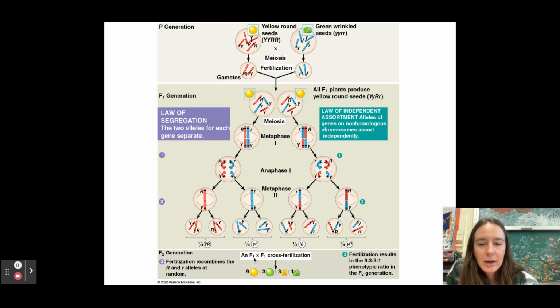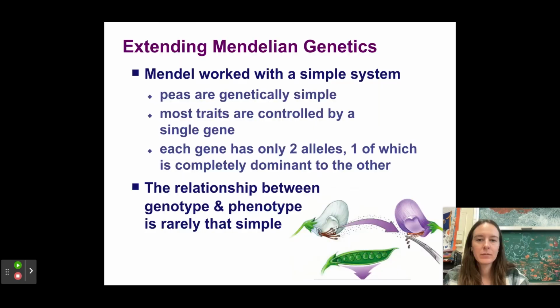Okay, so this is an F1 cross fertilization. So this right here is our self cross, right? A dihybrid self cross. Our ratio is 9:3:3:1, and that's something you have to memorize. So the F2 generation of a dihybrid self cross is 9:3:3:1. Okay, so this is basically putting everything together. Very important that you know this.